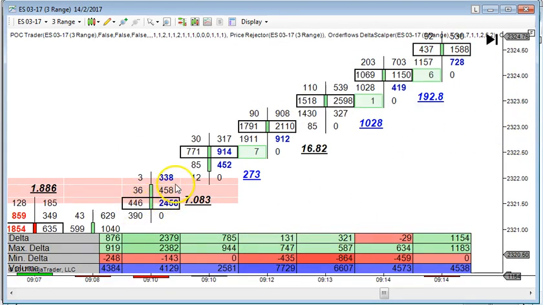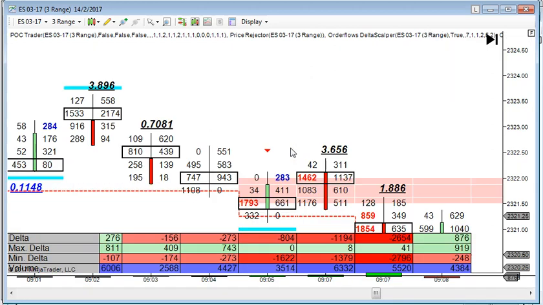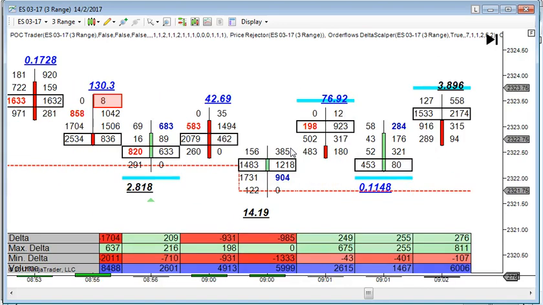All of a sudden you're seeing some very nice imbalances. But again, this move is very fast. This is why you've got to be trailing your stop, and you should have a stop in at the very minimum.